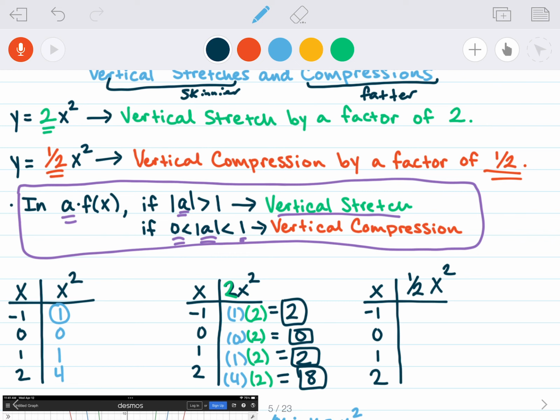All right, for the next one, we're going to do the same process, except this time we're compressing, and we're still going to multiply by 1/2. So the output values are shrinking when the x's stay the same. So the net result of that is that the graph is getting fatter. All right, so let's do it. The first output value of the parent is 1. 1 times 1/2 is 1/2.